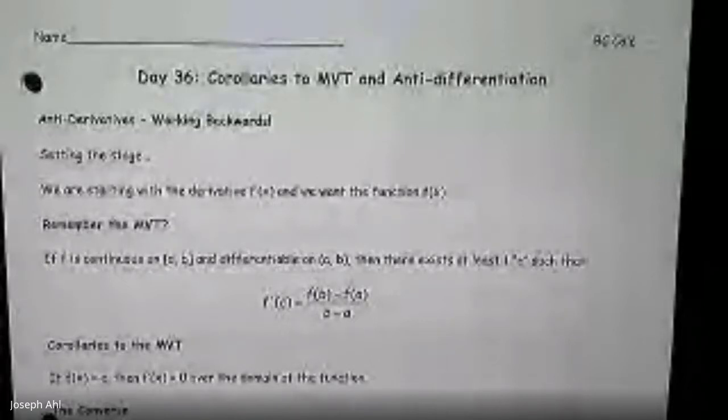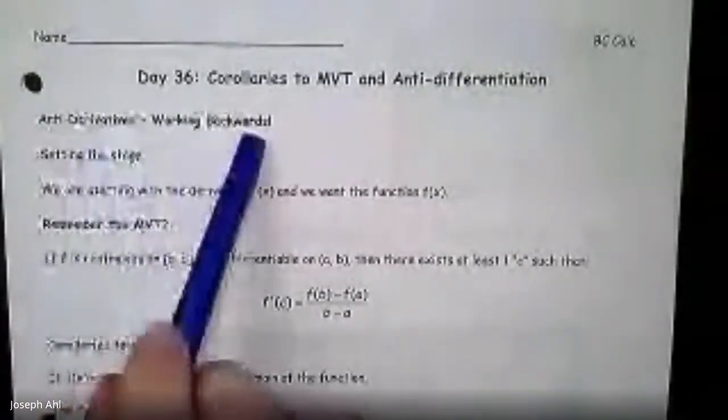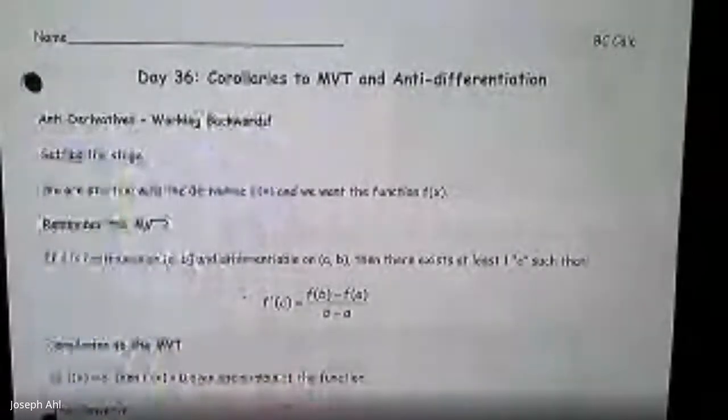Corollaries to the mean value theorem and anti-differentiation. Big day for us because so far we've been working forwards by finding lots of derivatives up until this point, and now we're finally moving on to the concept of anti-derivatives, which is probably no surprise here, working backwards. To set the stage, we're starting with the derivative of a function. We want to work backwards and figure out what equation would represent the function f of x.